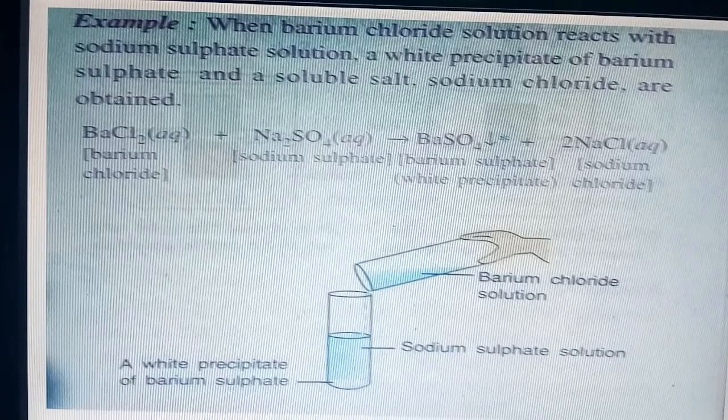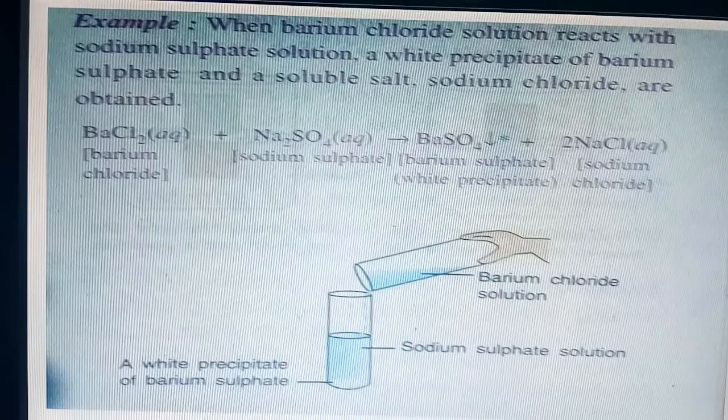So how will you make this solution? First of all, in this test tube you will add solid sodium sulfate, and then you will put in water, and then you will mix it nicely, then you will get a solution. Make sure that none of the residue is left at the bottom. That means the solution has to be clear, and none of the solid should settle at the bottom. So that much you have to stir.